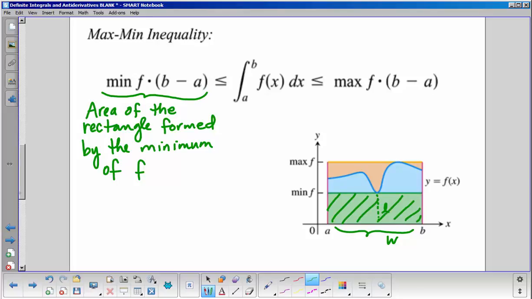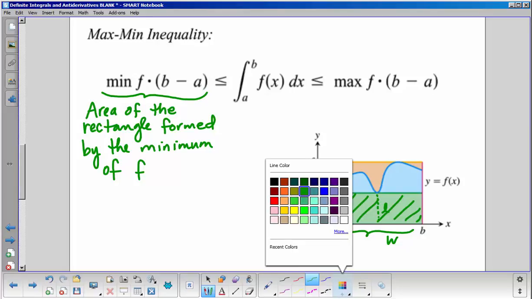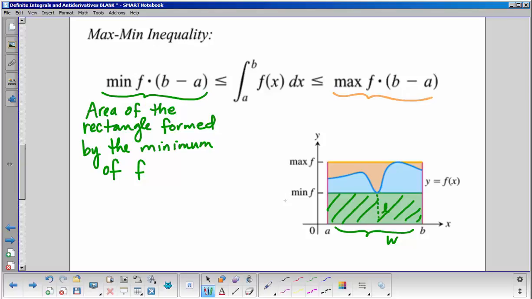Okay, then similarly, and I don't know if I can find a color that's close. I'm thinking that's it. That's pretty close. Time to stand up. You were fading. You were fading.